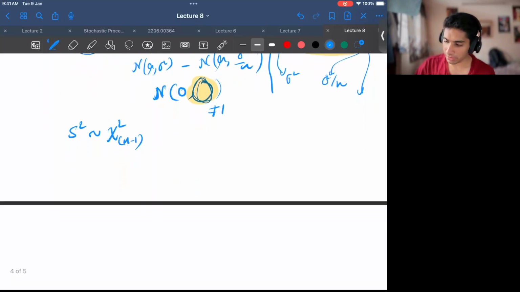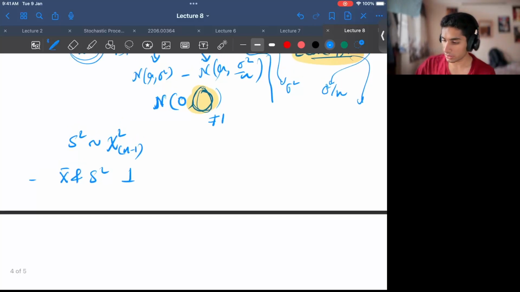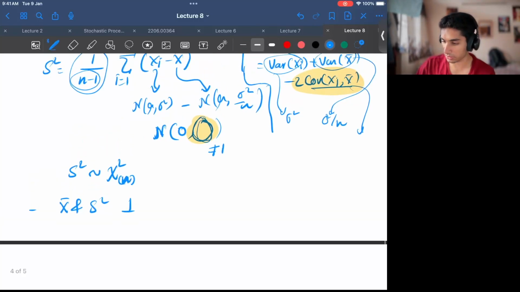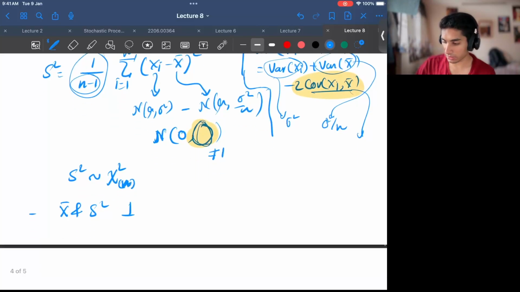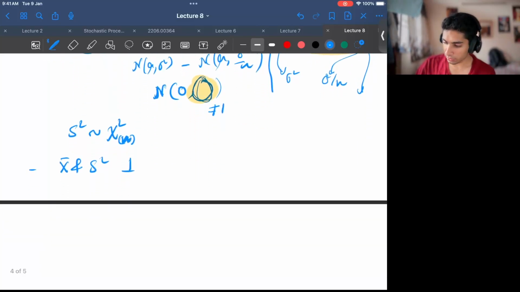Also, in the lectures, it was proved that x bar and s square are actually independent of each other. Okay, this will still be a degree of freedom of n here. Sorry, my bad. Sorry for this. The degree of freedom will be n here. And you can prove that x bar and s square are independent of each other.